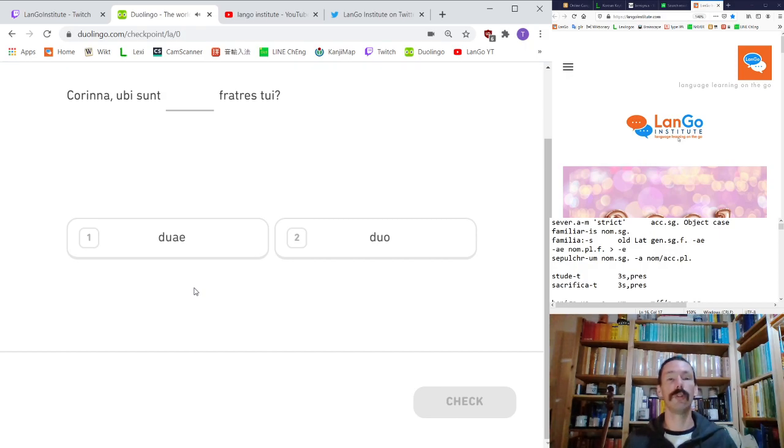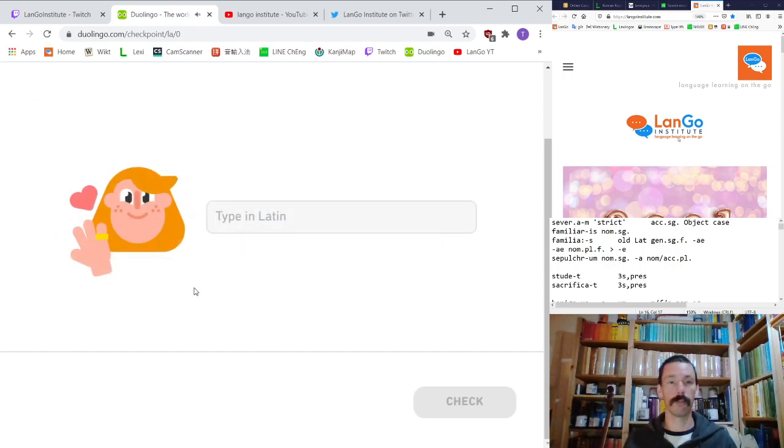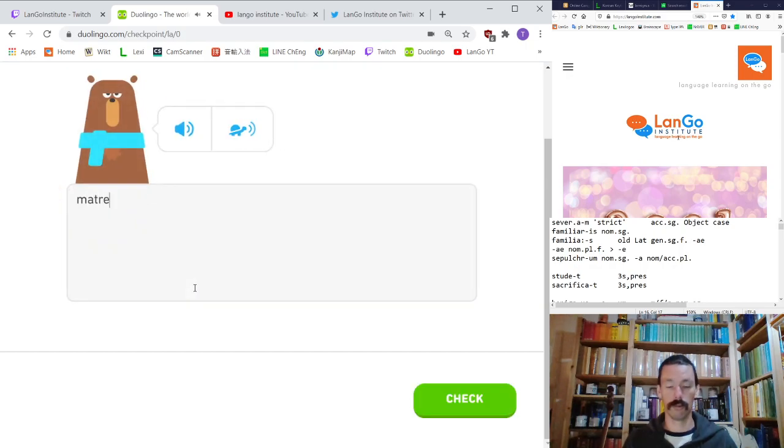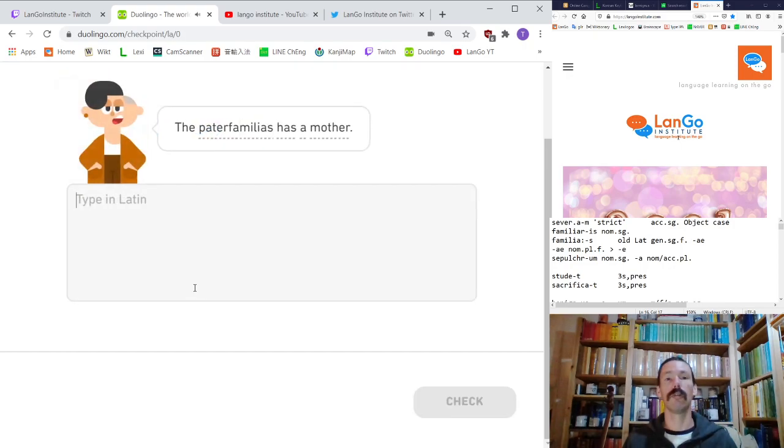Corinna ubi sunt duo fratres tui, your two brothers, masculine form. Annulum, annulus. Matrem severam habes. So you have a strict mother. The paterfamilias has a mother. Paterfamilias. Mother, matrem, object, habet.